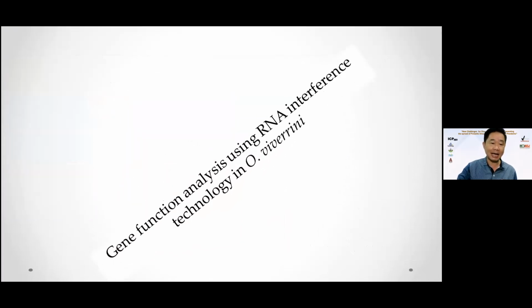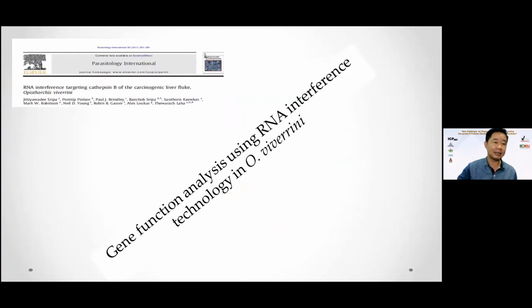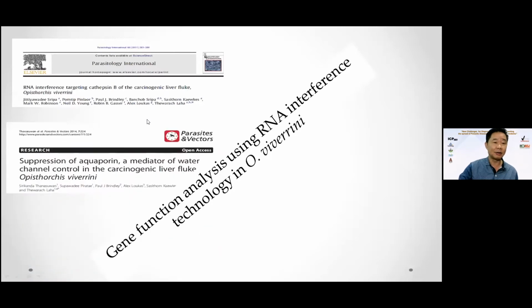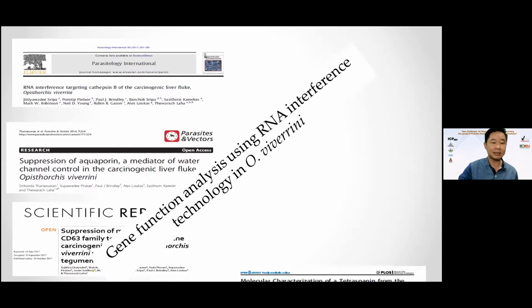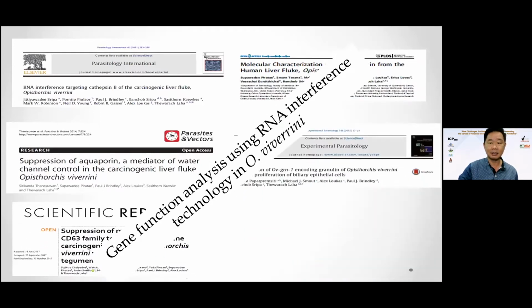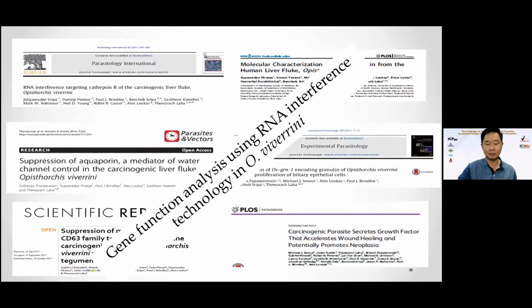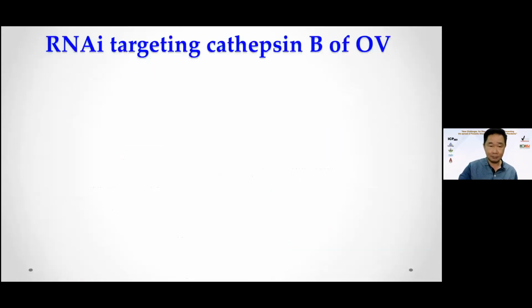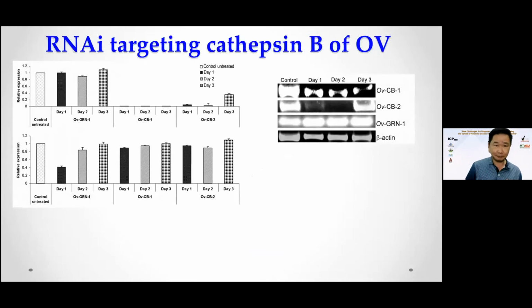The first RNAi experiment we did, we started earlier, but we published in 2011. We focused on cathepsin B, and we have done several other genes, for example acropolin, tetraspanin, and glandulin. So let's go to the result.